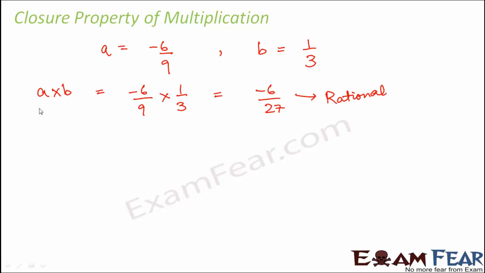Now not only this example, you take any other example. For example, even if you consider 0. So let's say you have one rational number and the other number is 0. So in that case, it would be minus 6 by 9 into 0. And anything multiplied by 0 is always 0. So is 0 a rational number? Yes, because 0 is nothing but 0 by 1, and it satisfies the format of p by q. Therefore, 0 is a rational number. So the closure property of multiplication holds true for all rational numbers without any exception.